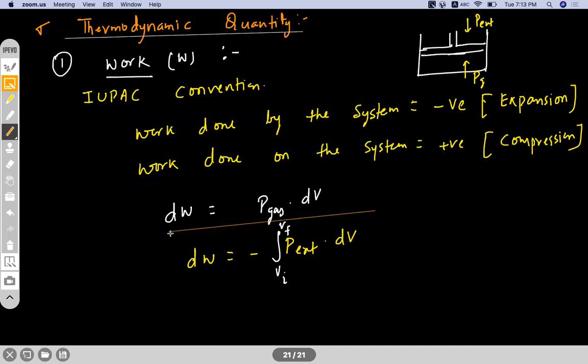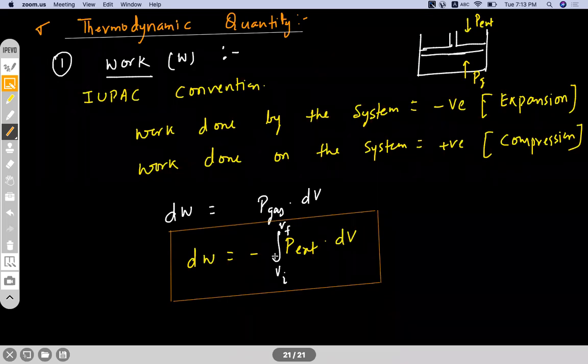This is the expression for work done for all processes. For the entire process, if you do the derivation of work done, we'll start from this only. This is the basic formula of work done. From here, we can put in conditions based on different processes, and we can find the expression of work done. Is it clear?